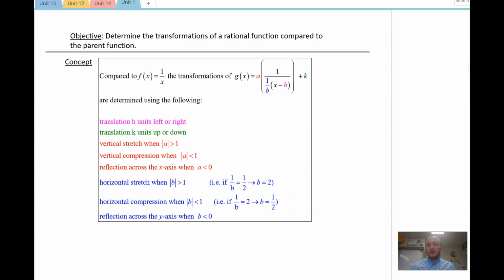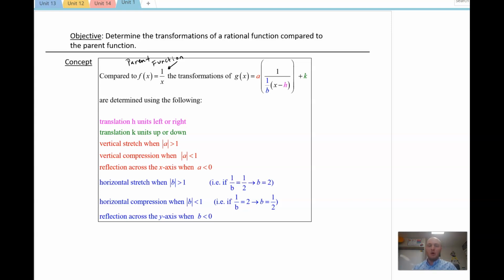Compared to the parent function, and I would really like it if you would make a note: parent function, f of x equals 1 over x. That's the basic foundational form of a rational function. And what we're going to do today is look at a transformed rational function in this format: g of x equals a times 1 over b times x minus h, plus k.